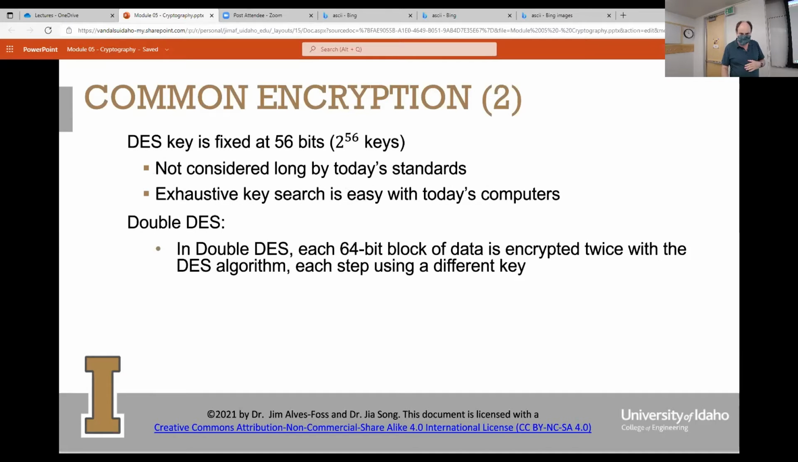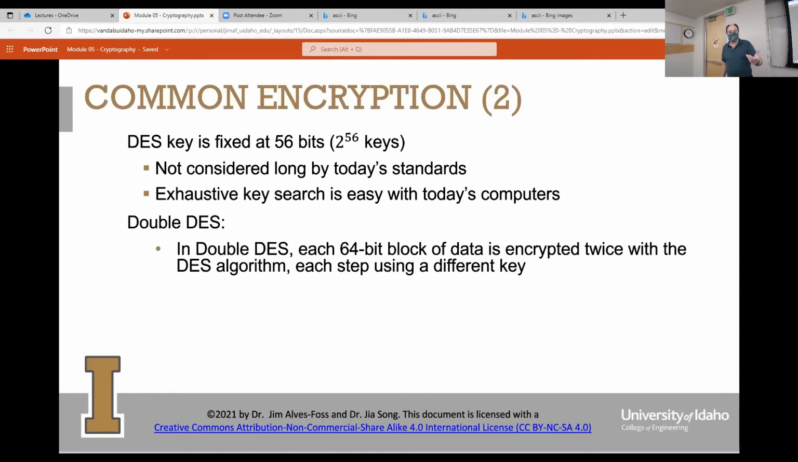Let's see if I got this. The key, like it says, is 56 bits, not considered long by today's standards. Exhaustive key search: so 2 to the 56 possible keys, 2 to the 55 on average you have to search. Actually, you can do a little better than that with DES. That's still a big number, but on a modern computing system, we're talking minutes.